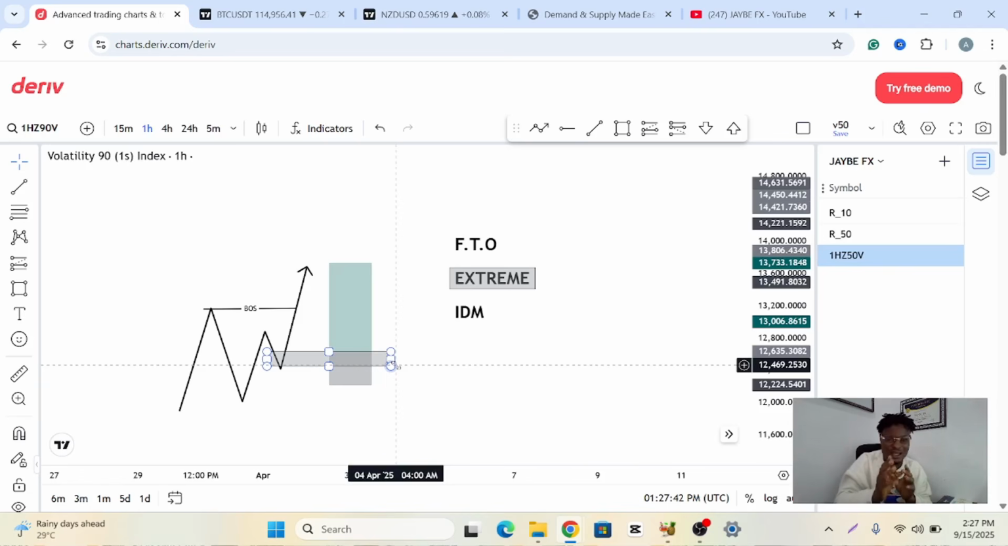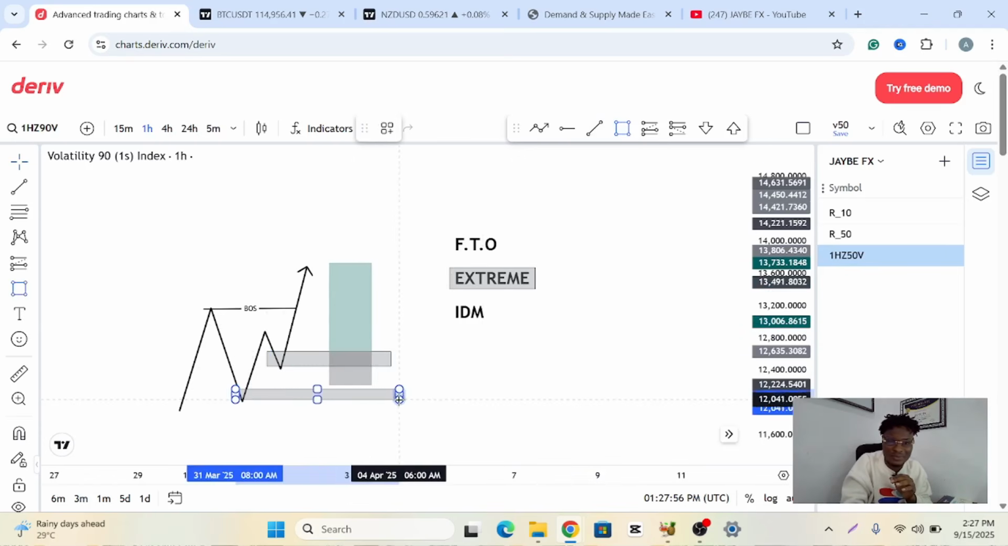After showing you this, I will show you how to draw them. This is how to trade them. This is not the extreme. This is not the origin that caused it. So when we are referring to origin, it is this turning point.